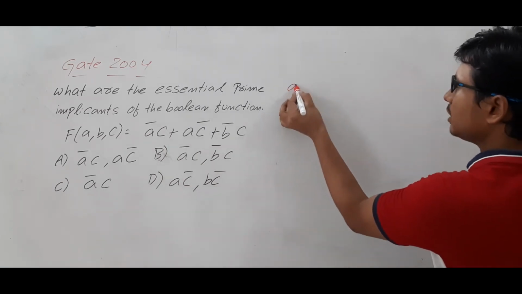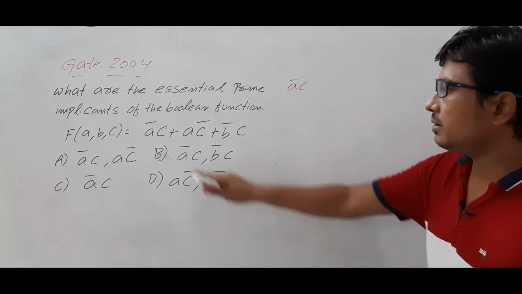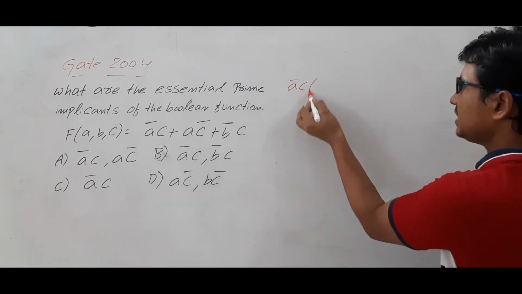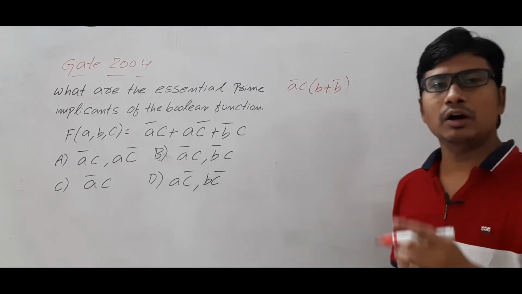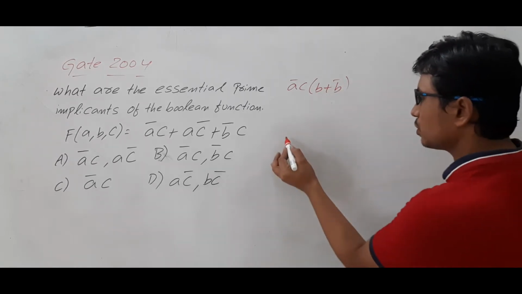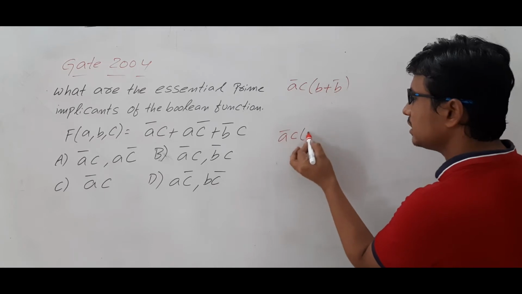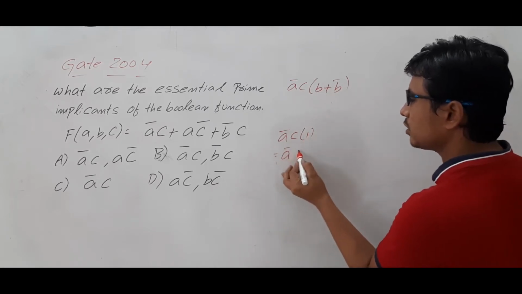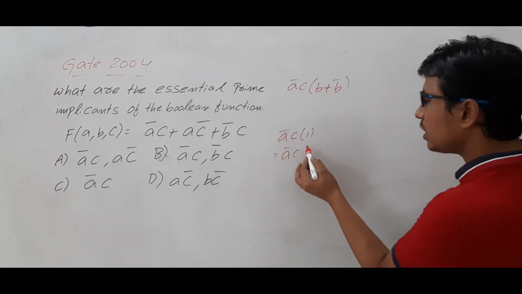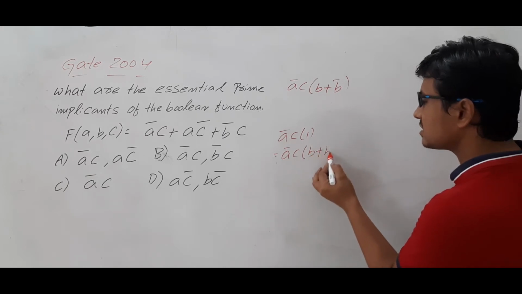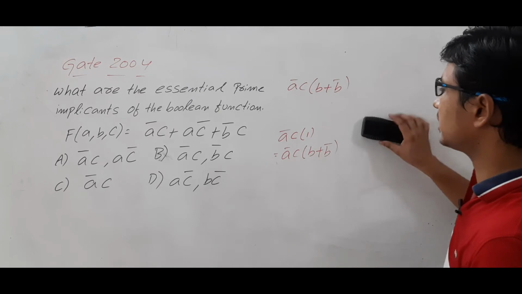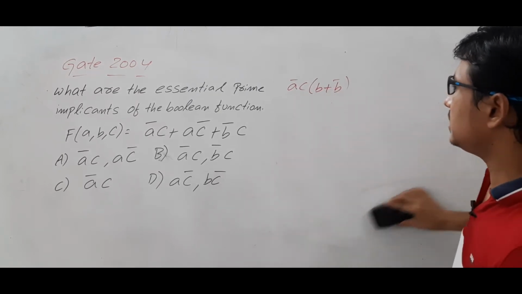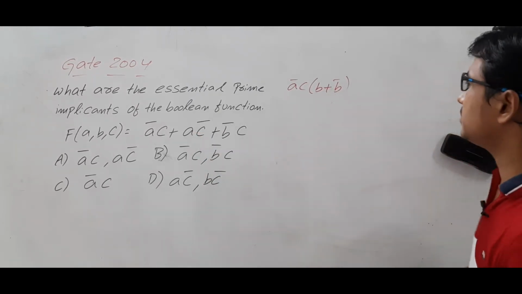You have A complement C, there B is missing. So I can write it as B or B complement. Why? B or B complement is 1. So A complement C into 1 is equal to A complement C. This one what I have done, I have expanded as B or B complement. Is it clear? So that I can get the B term. Similarly, here also B term is missing.